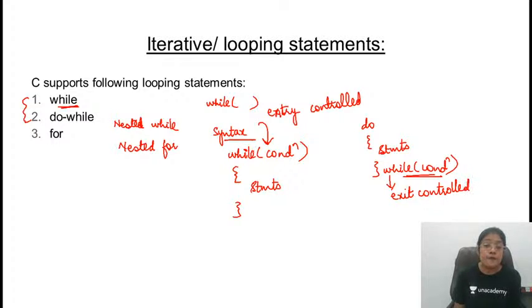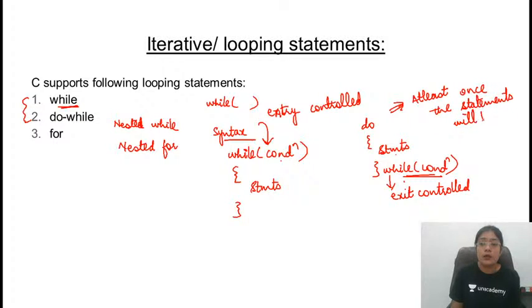In this case, if in the first case itself the condition is false, then these statements won't be executed. But here it is saying that execute the statements and then check for the condition. This means that in case of do while, at least once the statements will be executed.